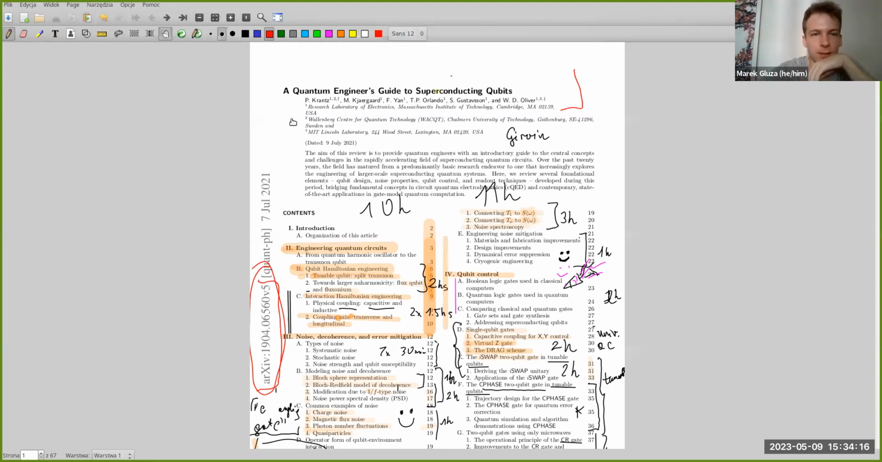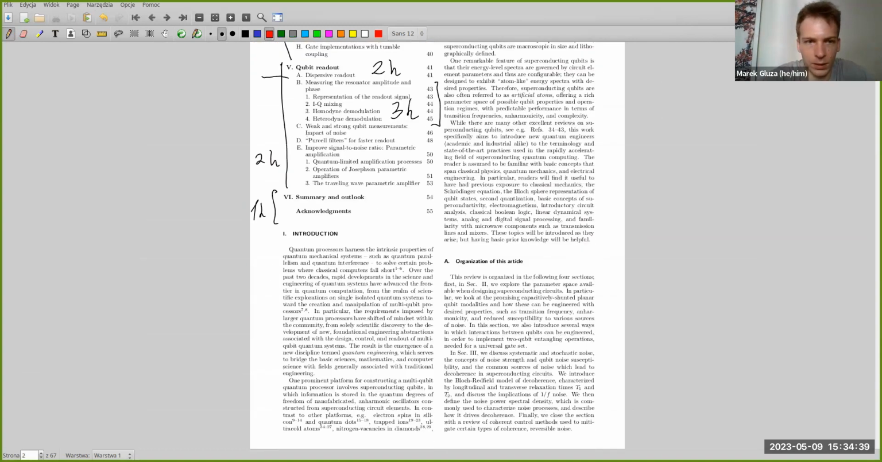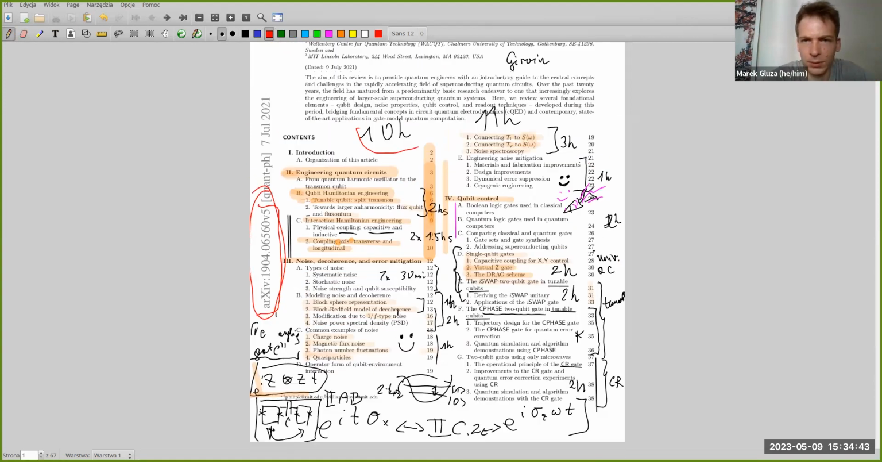What did we do last week? We discussed more or less what it would take to read the whole paper. So those scribbles here were kind of my estimates for how long it would take. So 10 hours maybe for one section and 11 hours for another. I think we arrived at something like maybe almost 20 hours or something.